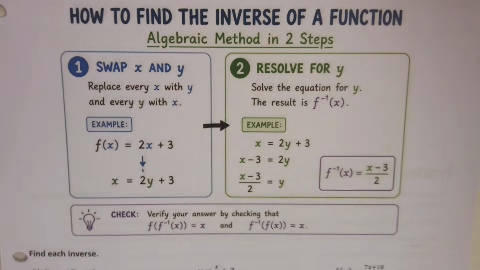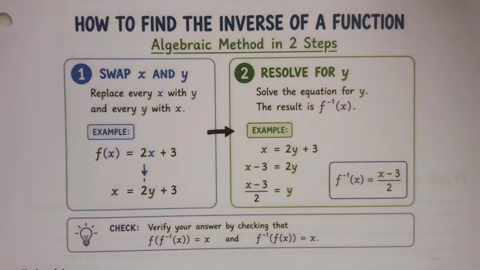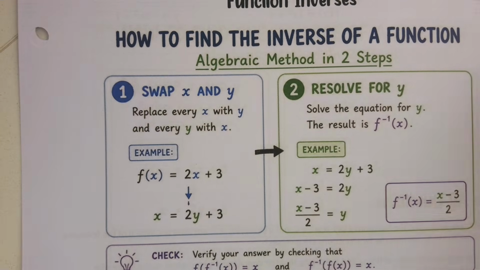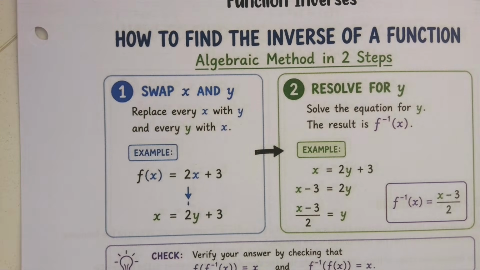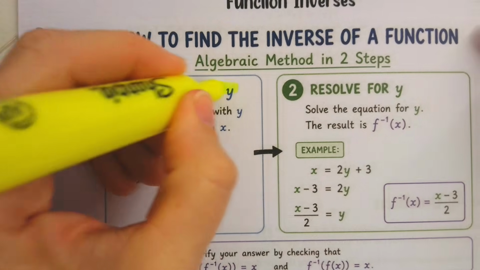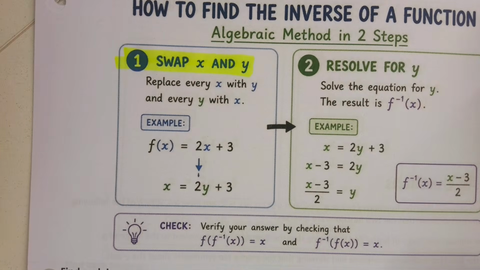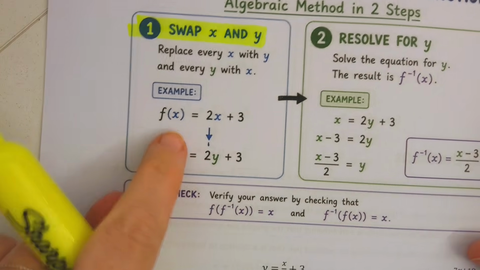All right, looking at the algebraic method to find an inverse. It says in 2 steps, but depending on the numbers, it's really more than that. But step 1, the general step 1, is to swap x and y in the equation. Swap x and y in your equation. So every x is going to become a y, every y is going to become an x.